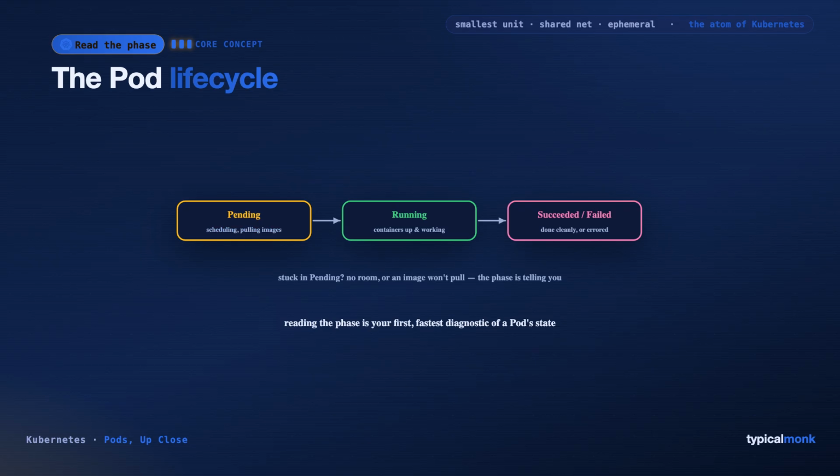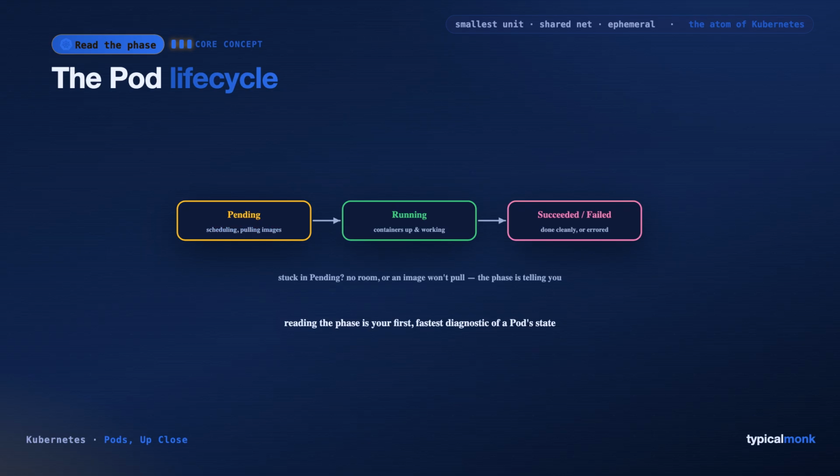Finally, a pod can reach a terminal phase. If its work finished successfully, which happens for pods that run a task and exit, it enters succeeded. If something went wrong and a container exited with an error, it enters failed. Reading these phases is your first diagnostic tool. A quick look tells you whether a pod is waiting, working, done, or broken.